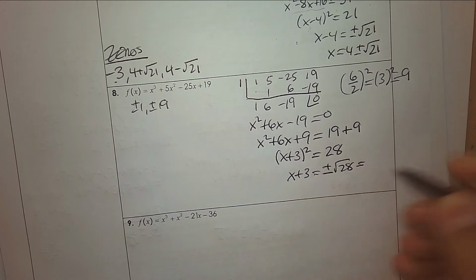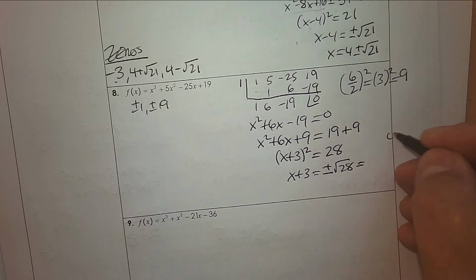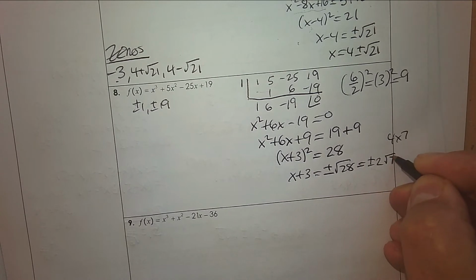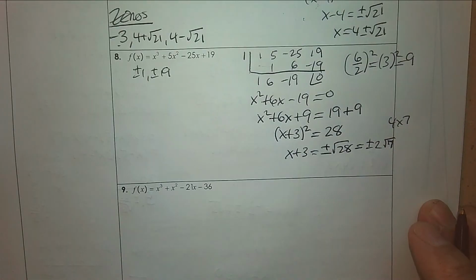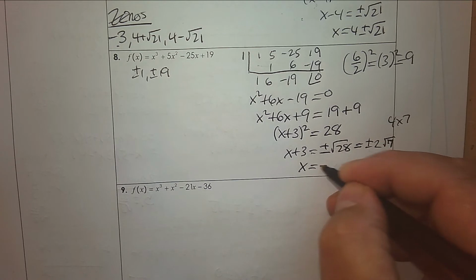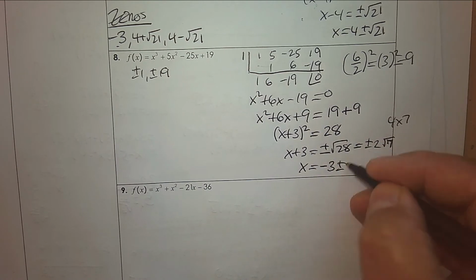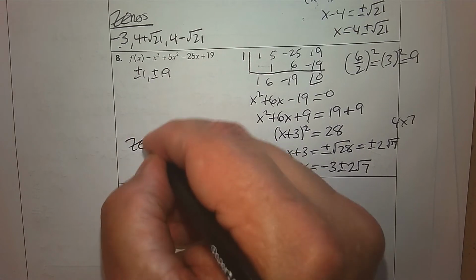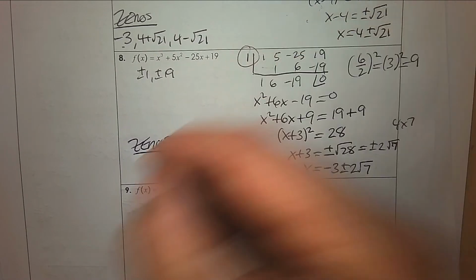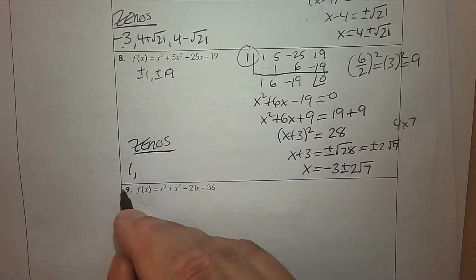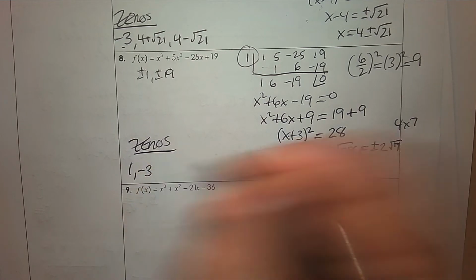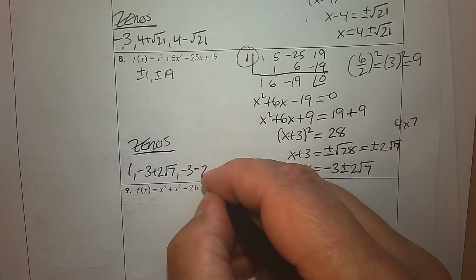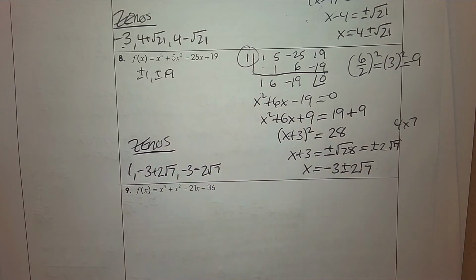Now, the square root of 28 is really 4 times 7. So the square root of 4 is 2, and what's left over is root 7. And then the last step to get x by itself is to subtract 3. Now I have all the zeros. So first we found positive 1, and then that's rational, and then the irrational are negative 3 plus 2 root 7, and negative 3 subtract 2 root 7. Done. Number 9.